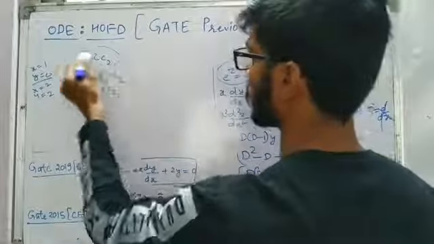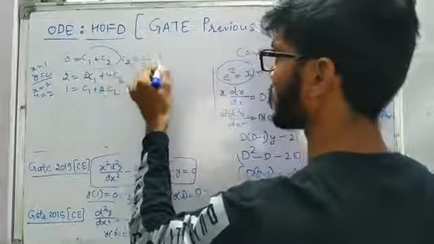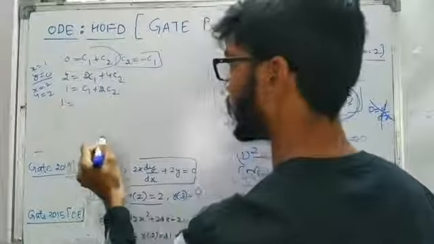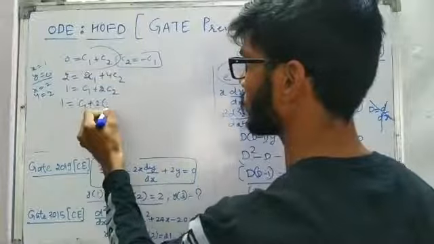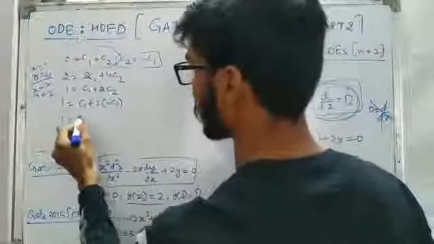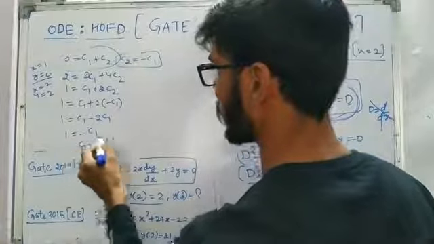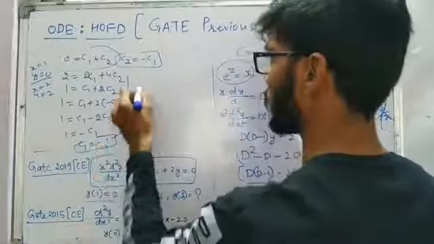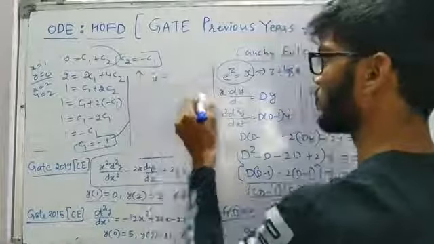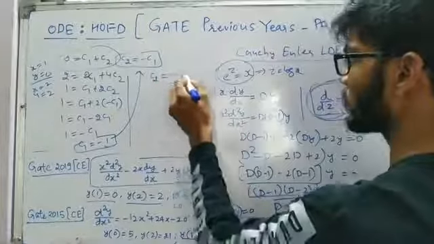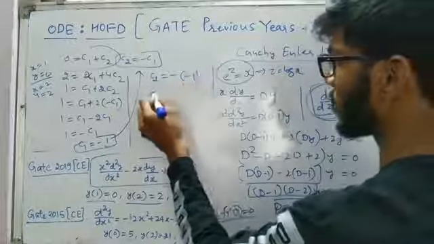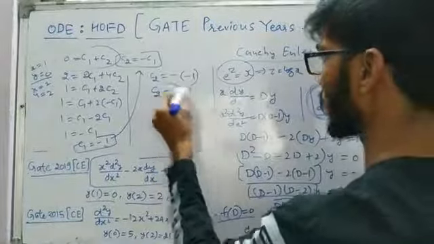So from here we will put the value of c2 is equal to minus c1 in this particular equation, and we will get c1 plus 2 into c2, which is minus c1. So 1 minus 2, c1 times 1 is equal to minus c1. So c1 is nothing but minus 1, and if we substitute back here we will get c2 is equal to minus c1. So minus of minus 1 is nothing but 1.